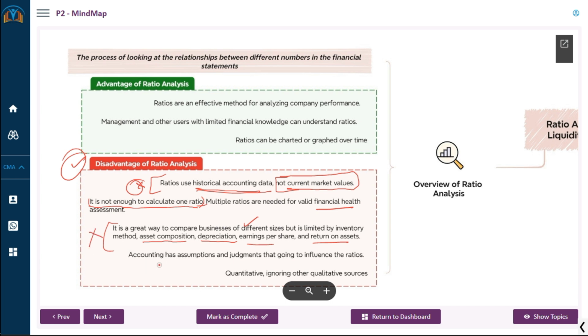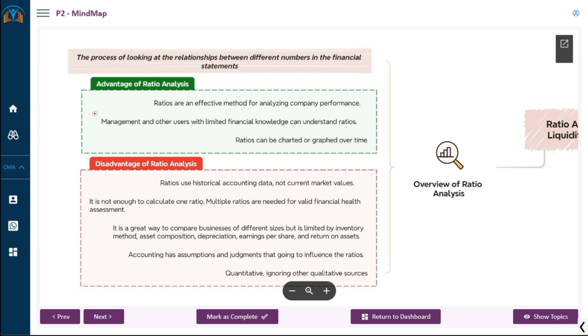In accounting, we have many assumptions and judgments that are going to influence the ratio. So we use assumptions and judgments, for example that your fixed asset is going to last this much, or that an account receivable is not going to be paid. So there are certain assumptions we use and certain judgments. That's why these assumptions and judgments will influence the ratio. And the last one is that we only use the numbers, so we don't have qualitative sources. Qualitative sources are not incorporated in the ratio analysis. Only the quantitative factors are included. So that's why this also acts as one of the disadvantages of ratio analysis.